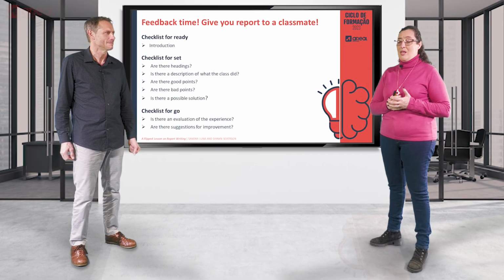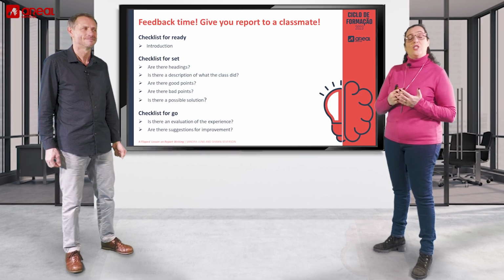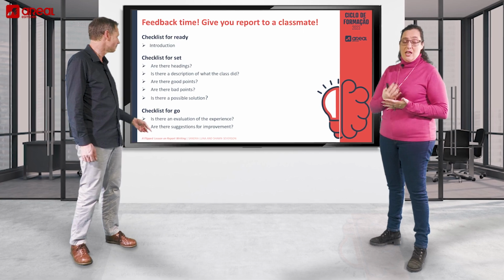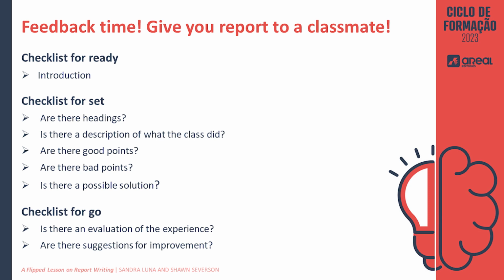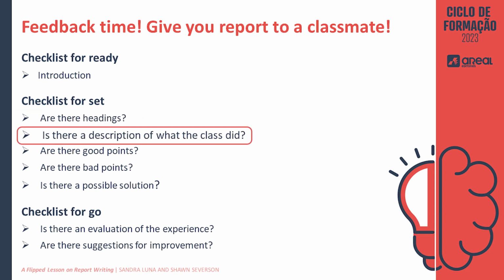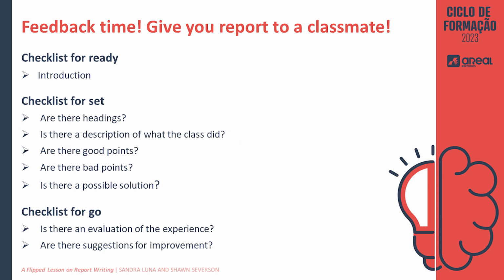Okay, time's up. What we want you to do now is to give your work to your partner, and you're going to mark each other's paper. But pay attention to this checklist and really look at the things that were included. Shawn, you want to go over this? The checklist for ready. Do you have an introduction? Is it short? The checklist for set. Are there headings? Is there a description of what the class did? Are there good points? Are there bad points? And, of course, is there a possible solution?